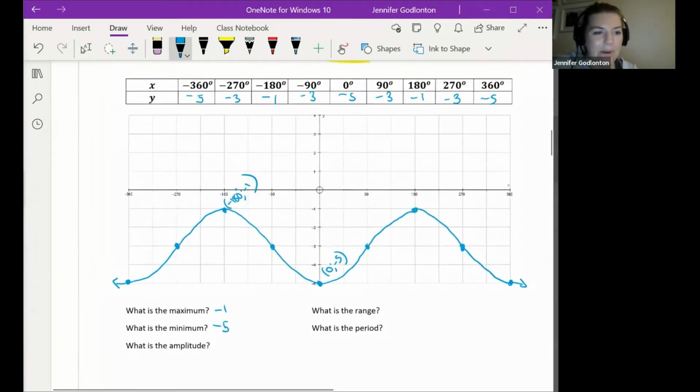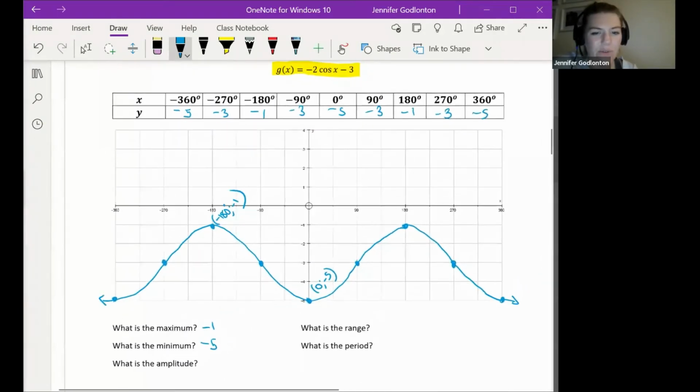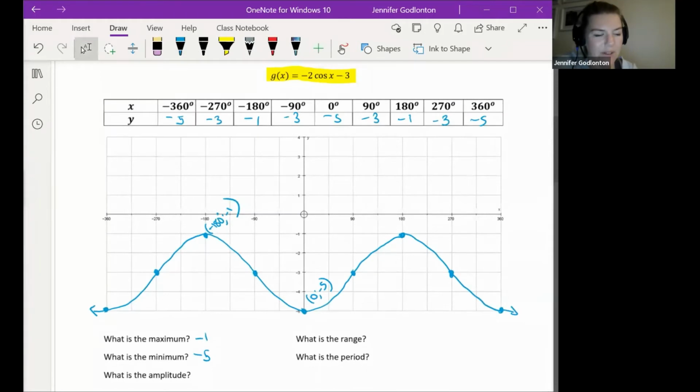What is the amplitude? Don't fall for the trap. Good. It is 2. It is not negative 2 because an amplitude is always positive. Okay, so we have to be careful with that. We're going to look at that negative 2 and we're going to think A. That is A. A is negative 2, but our amplitude is 2, not negative 2.